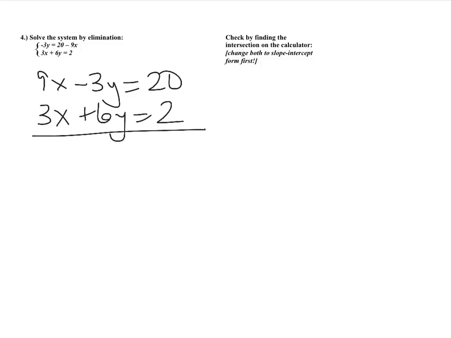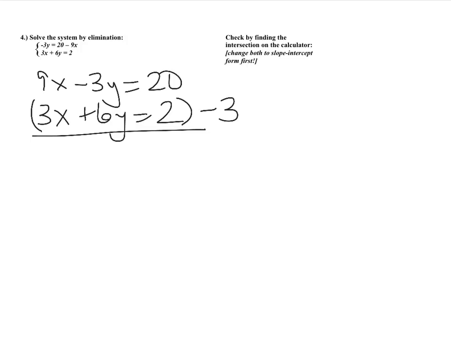So in this case, if I want to get rid of x, I need to multiply the bottom by a number that's going to give me negative 9. So I would multiply by negative 3. If I wanted to get rid of the y, I would multiply the top by 2. I'm going to go ahead and just do x because I've not done one like this before. So if I get rid of x, I'm going to multiply everything by negative 3.